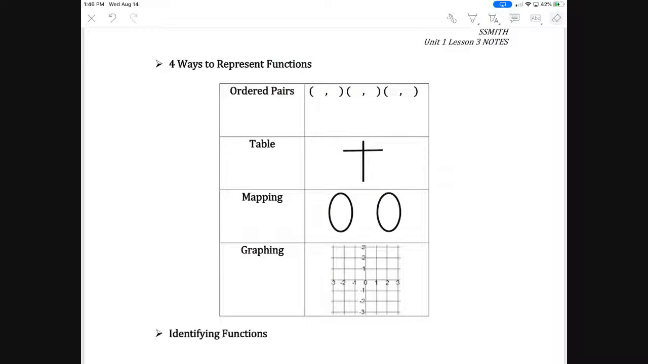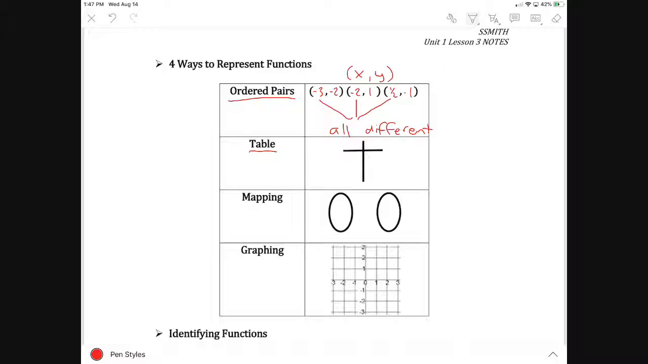Now we're going to talk about 4 ways to represent functions. So the first one we have is ordered pairs. We're just going to put -3, -2, -2, 1, and half, -1. So these are our ordered pairs, one way to represent a function. Our -3, -2, and half are all x's, while our -2, 1, and -1 are our y's. If you notice, all of our x's are different in our ordered pairs, every single one.